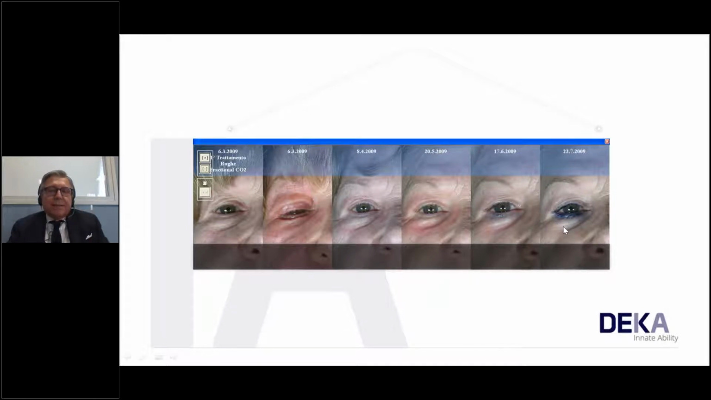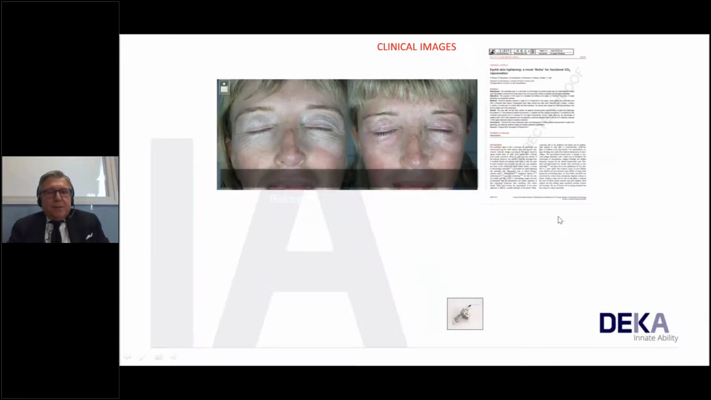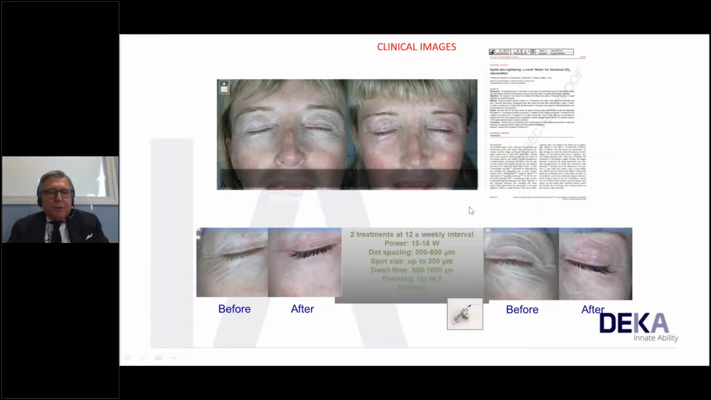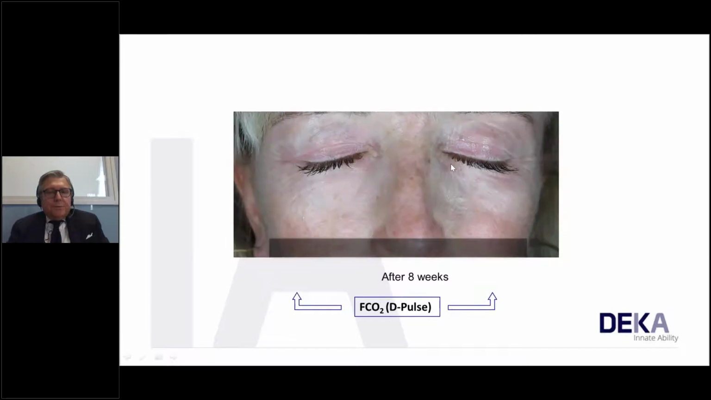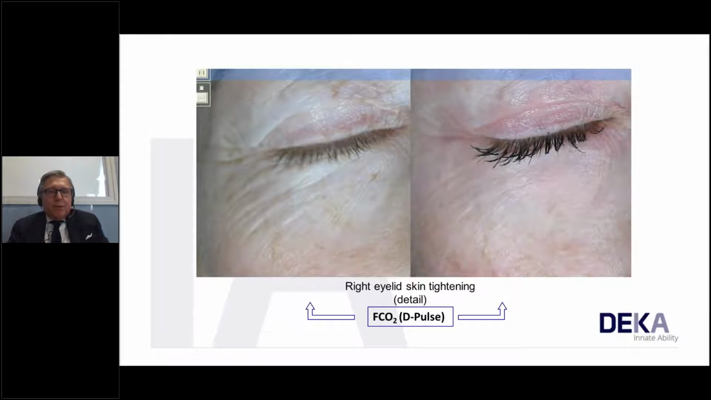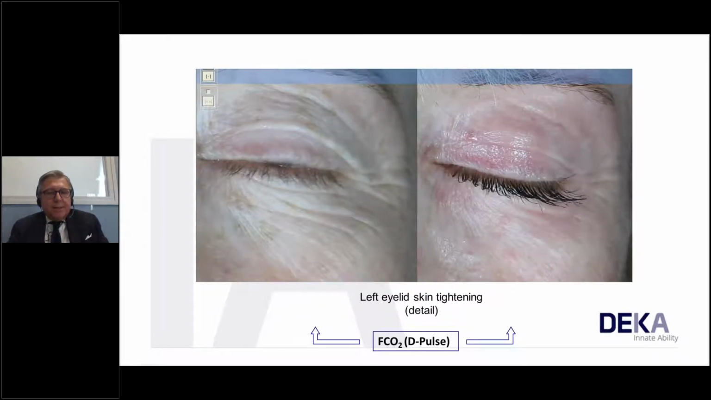pink skin and firm skin. This is one of the cases that we published in a 40 years old female. We treated, and you see the treatment in the pre-operative picture and immediately after, before and after. You see the tightening of the skin, and normally the recovery time is pretty smooth if you use the proper parameters, and you see the detail on one side and the other side.